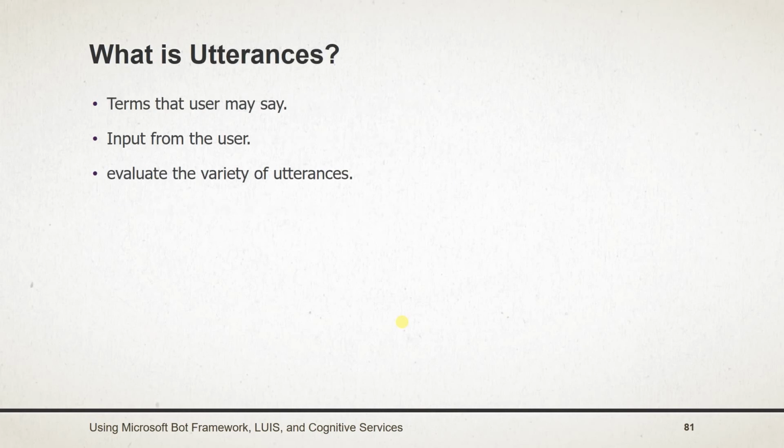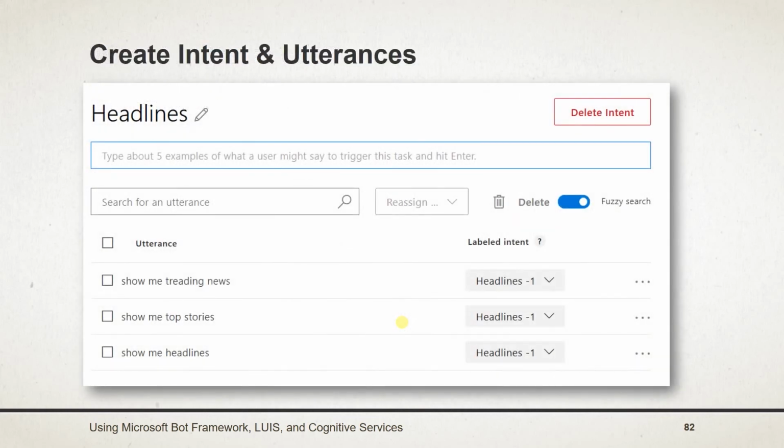Utterances are input from the user that your app needs to interpret. We can add multiple utterances within our intent. Here is the headline intent that we have created. Within the intent, we have added three utterances.